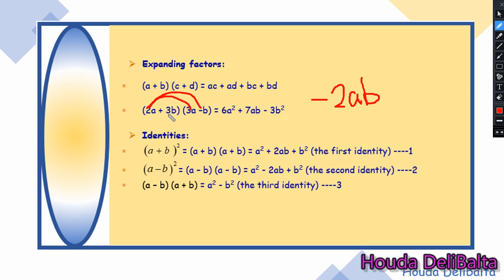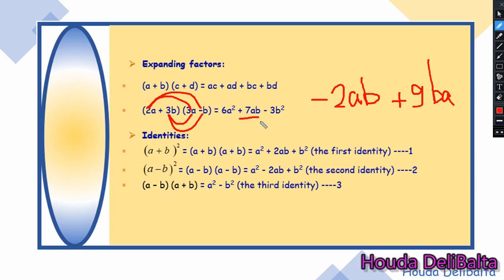Then 3 times 3 is 9, and the b times a is ba. So I have plus 9ba or ab. These are the same. ab or ba are the same because you know that multiplication is commutative. And finally, I have to multiply 3b by minus b, then I will get minus 3b squared.